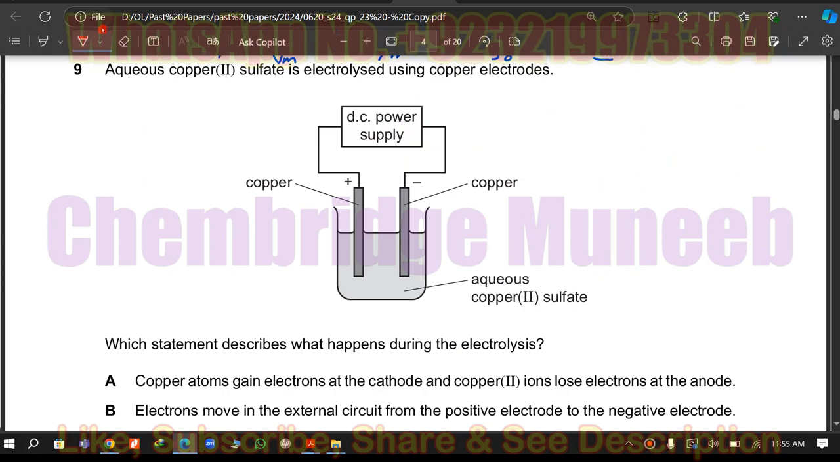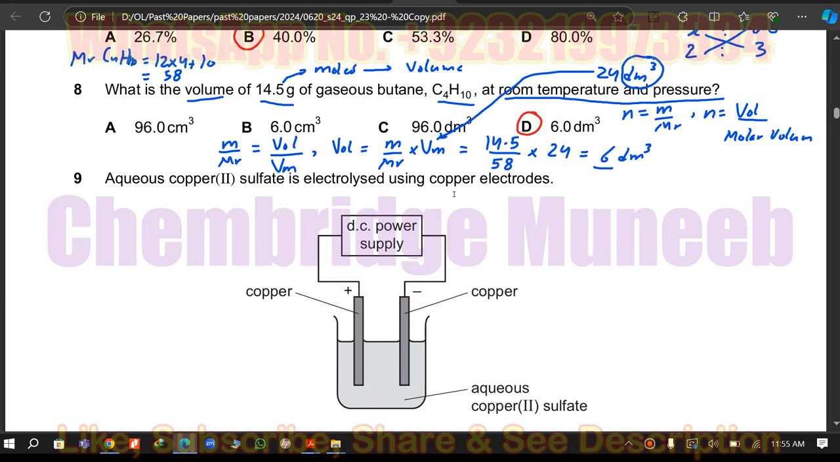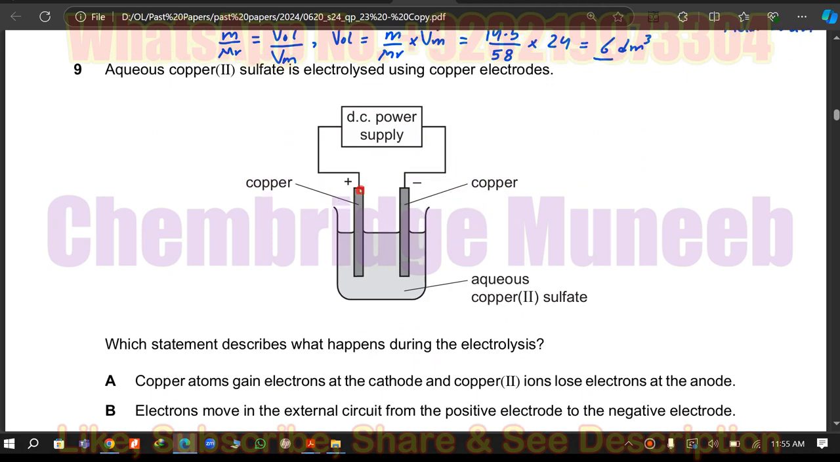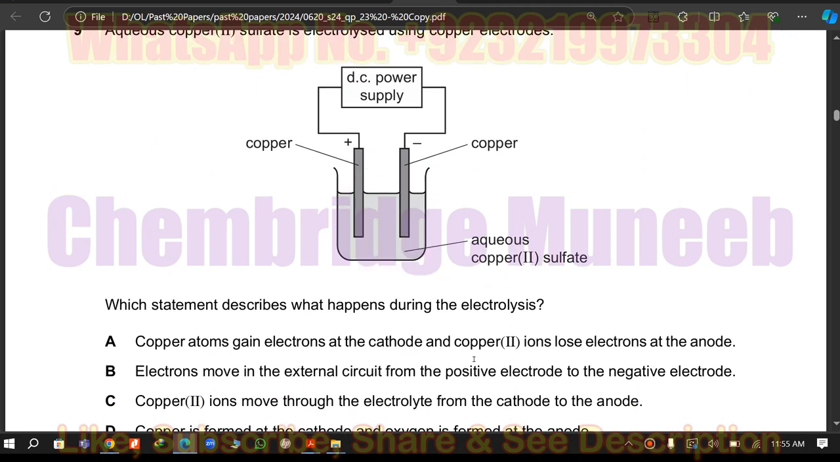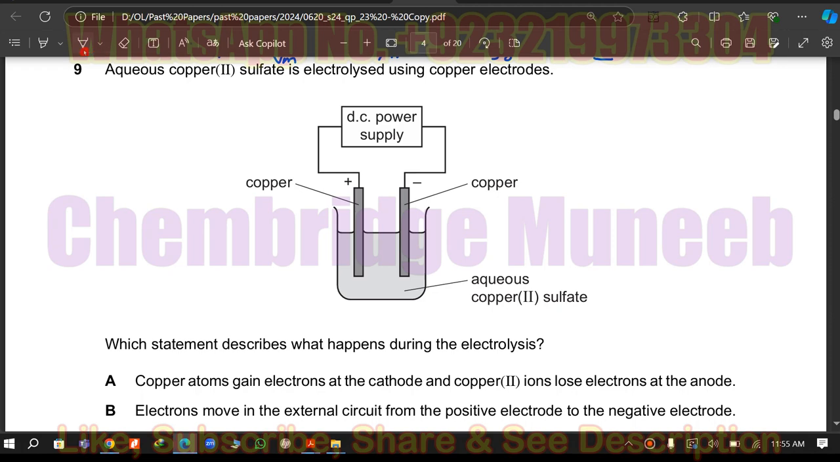Now the next question is: aqueous copper 2 sulfate is electrolyzed using copper electrodes. We have this diagram here. Which statement describes what happens during the electrolysis? Okay, so we have to check the right option from these 4 given options. Option A: copper atoms gain electrons at the cathode and copper 2 ions lose electrons at the anode.